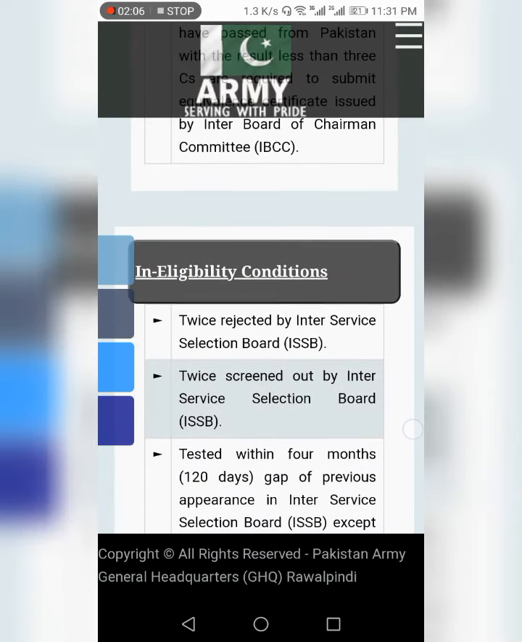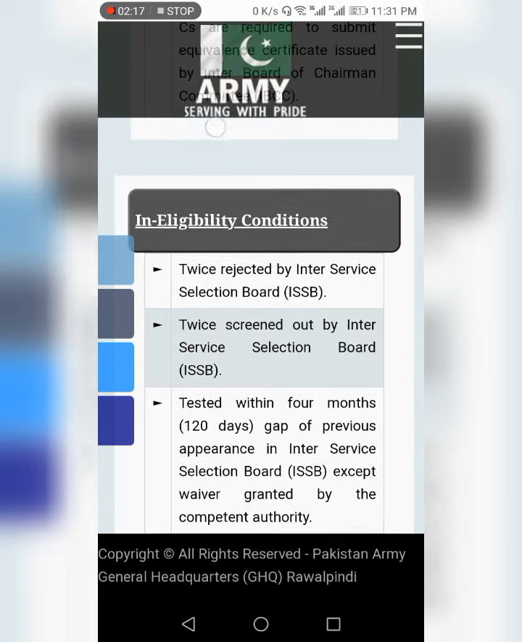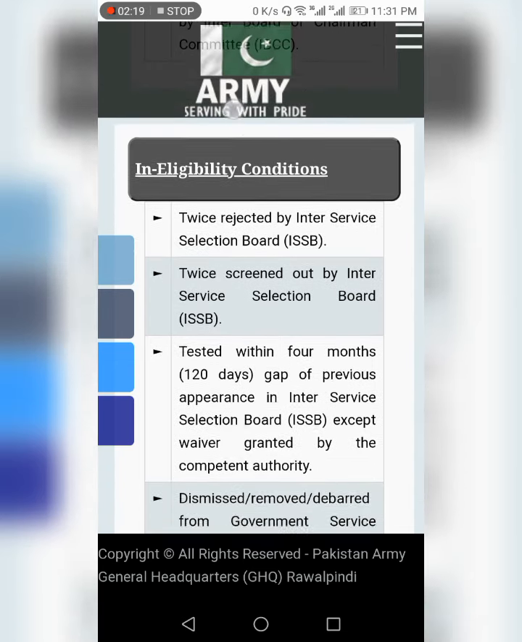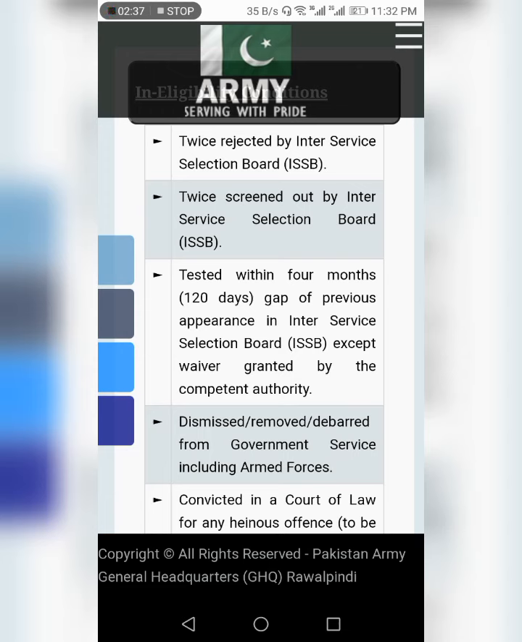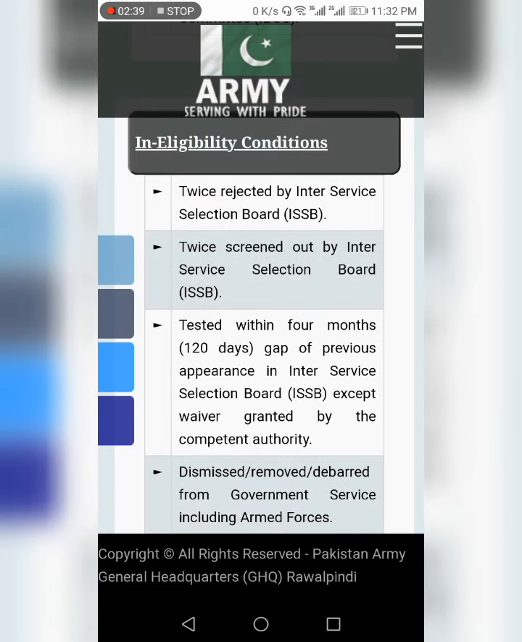Ineligibility conditions. Twice rejected by the inter-service selection board. If you are twice rejected by the inter-service selection board, like me, you are not eligible. Twice screened out by the inter-service selection board means that you failed to pass your screening test twice.